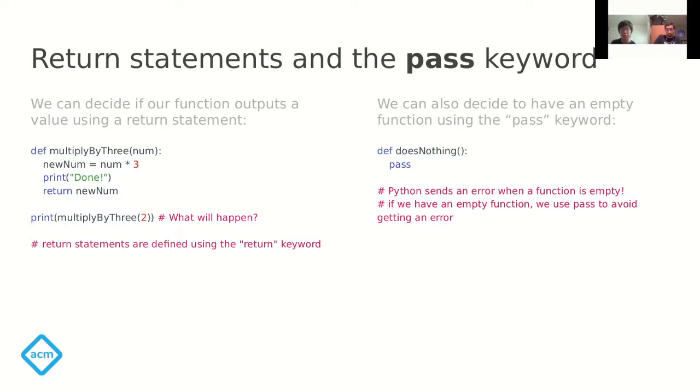And so in case we don't want to return anything, and in case we just don't want anything in our function, we can also just have an empty function using the pass keyword. And this is basically just saying like pass, I don't want to write anything for this function. Because basically Python sends an error when a function is empty. So if we have an empty function, we're going to want to use pass in order to make sure that the function doesn't output an error.